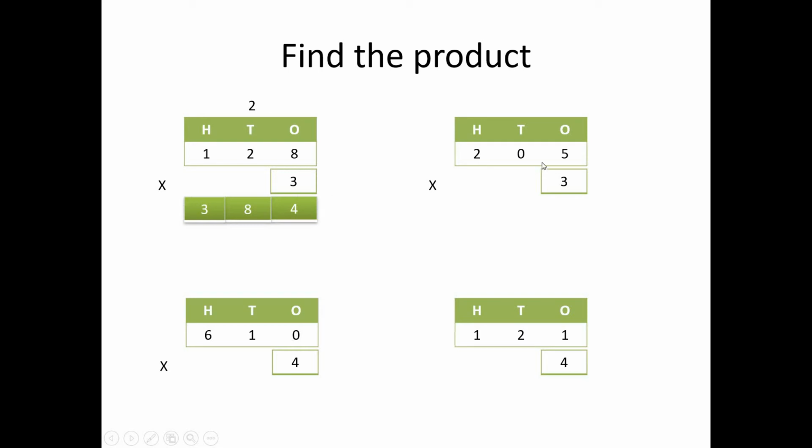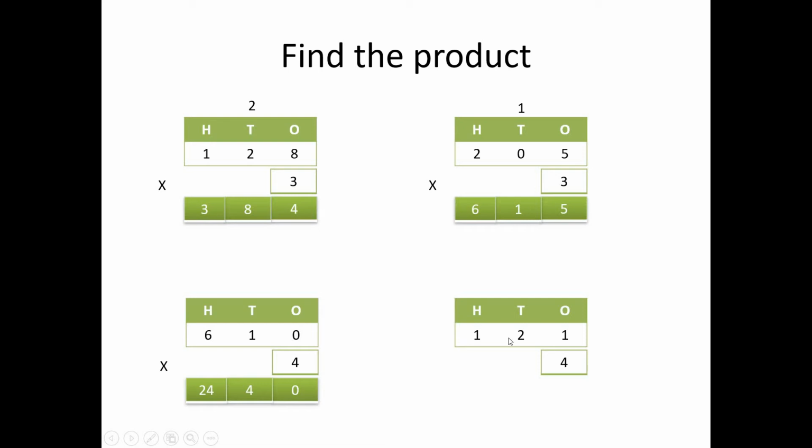Next is 205 into 3. 3 fives are 15. So write 5 in the answer and carry over 1. 3 zeros are 0 and plus 1, 1. 3 twos are 6. So 615 is the answer. Next is 610 into 4. First we'll do with the 1. So 4 zeros are 0, 4 ones are 4 and 4 sixes are 24. So the answer is 2440.